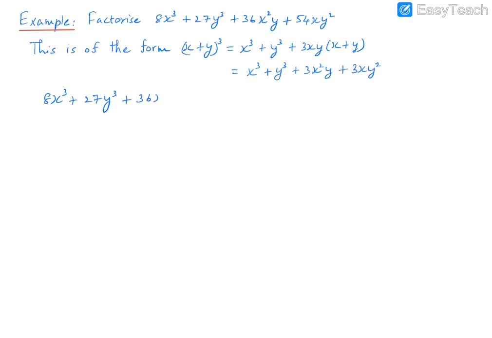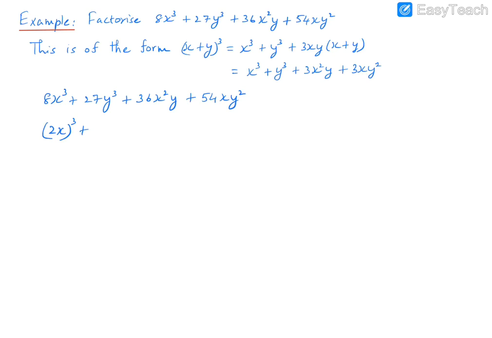plus 36x squared y plus 54xy squared. Now we want to write this first term as a cube of a single term. So clearly 8x cubed can be written as 2x the whole cube. So 2x the whole cube will become 2 cube is 8 and x cube is x cube. So we'll get 8x cubed.